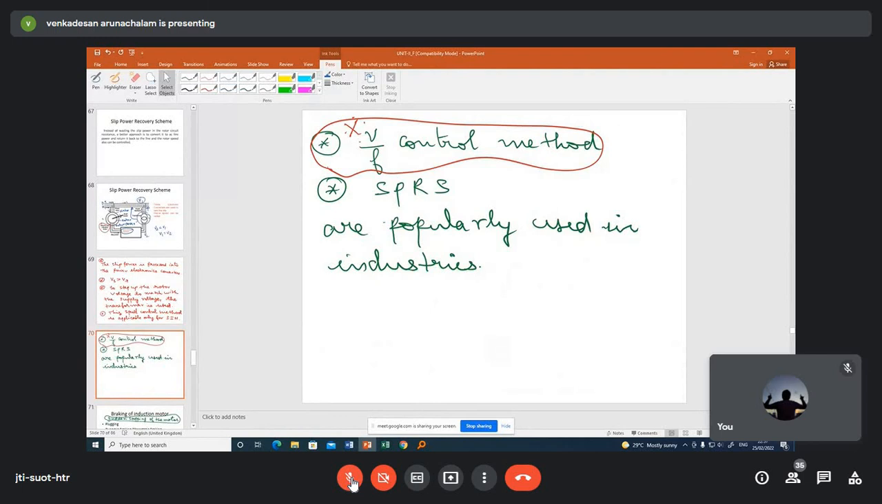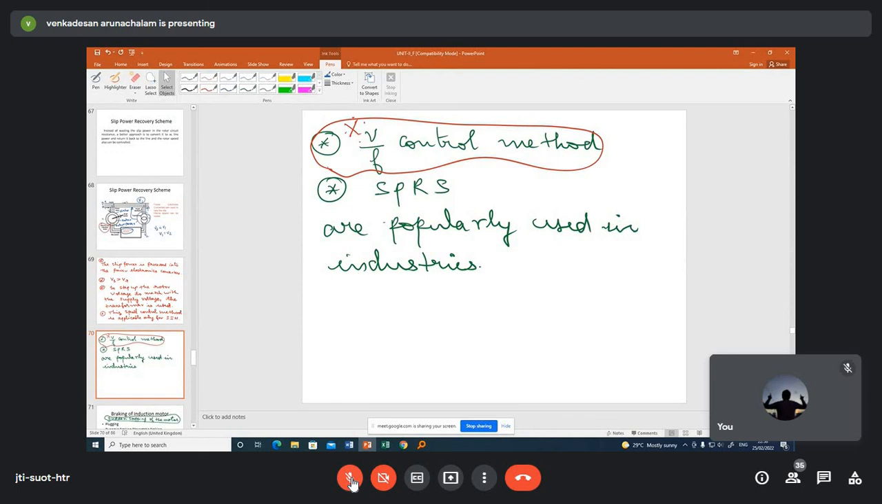So what is the popular method used in industry? The V/f control method is very popularly used in industry. That is the stator side control method, right? With respect to the rotor side, the slip power recovery scheme is popularly used. So out of many speed control methods, the V/f control method and the slip power recovery scheme are both popularly used in industries. So with this, speed control methods of induction motor are completed.